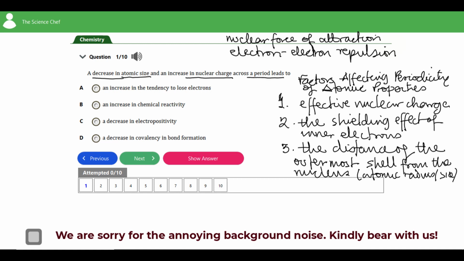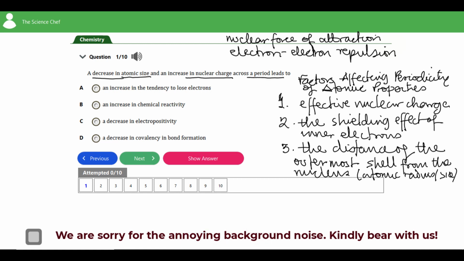So a decrease in atomic size and an increase in nuclear charge across a period leads to A, an increase in the tendency to lose electrons. That is not correct. B, an increase in chemical reactivity. That is not correct too. C, a decrease in electropositivity. That seems correct, but let's look at the last option. D, a decrease in covalency in bond formation. The most appropriate answer here is C, a decrease in electropositivity.